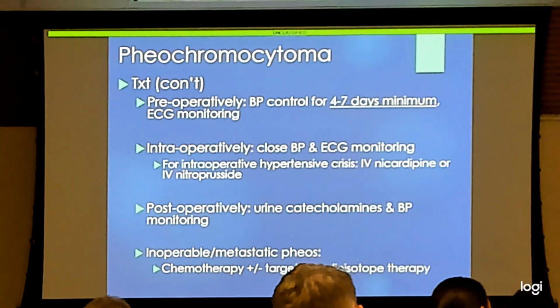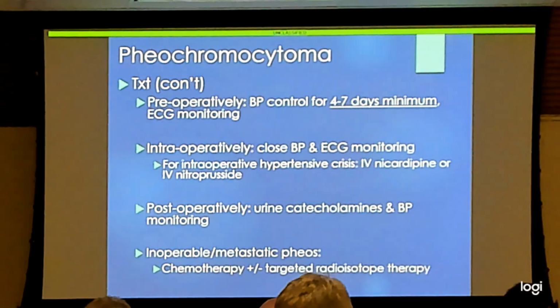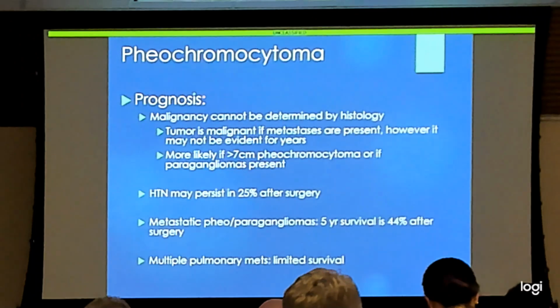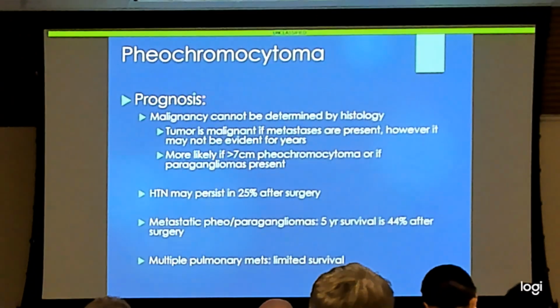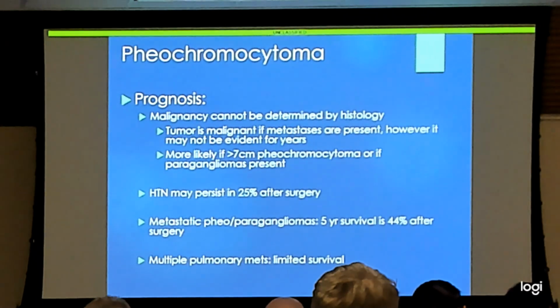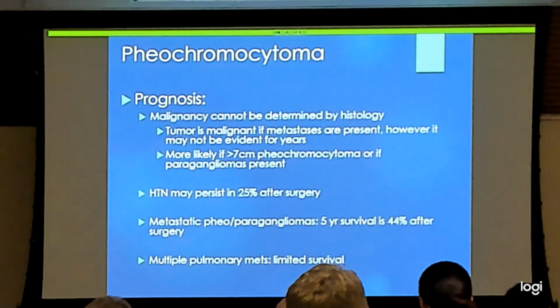So again, you don't need to study this at all, but understand some people have metastatic disease and can present years later with the metastases. It's an interesting thing: it cannot be determined by histology. Generally speaking, the larger they are, the more likely it is to be metastatic. All you can do is take it out, and go from there.